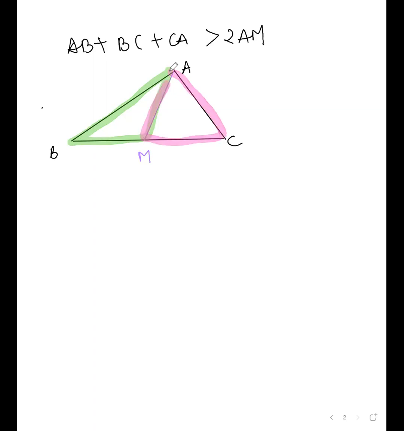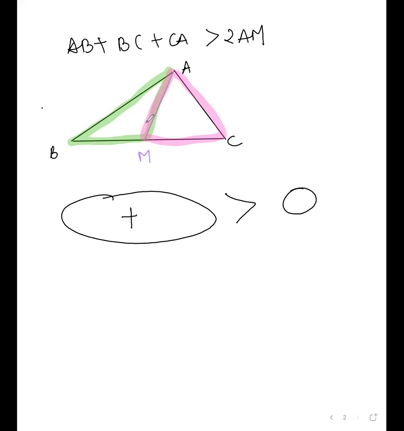These two triangles. So first, let's focus on the green triangle. In any triangle, when we talk about the sides, what relation do the sides of a triangle have with each other? The relation is that the sum of any two sides is going to be greater than the third side. That's the relation, right?